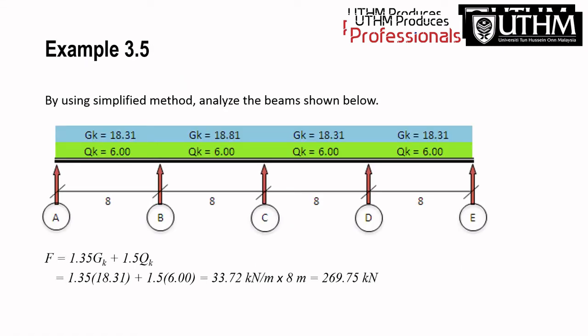So for the example from the previous example, you can see Gk is 18.35 and Qk is 6. Each span is the same, and also Gk is higher than Qk, so you can calculate using this. F equal to 1.35 Gk plus 1.5 Qk, so 1.35 times 18.35 plus 1.5 times 6 is equal to 33.72 times 8 meter. Totally you will get 269.75 kilonewton. So this is the load.